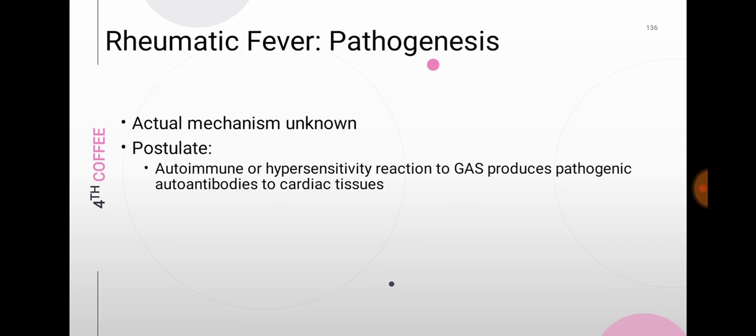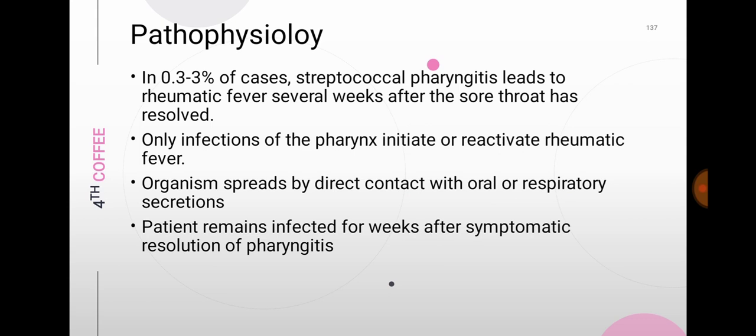The actual mechanism of RHD is really unknown up to now. They're still studying it, but it's postulated that there is an autoimmune or hypersensitivity mechanism to the pathogen. As I mentioned earlier, the symptoms of RF occur several weeks after a strep throat or strep pharyngitis, and only infections from the pharynx would result in RHD. Organisms are spread via oral and respiratory secretions.